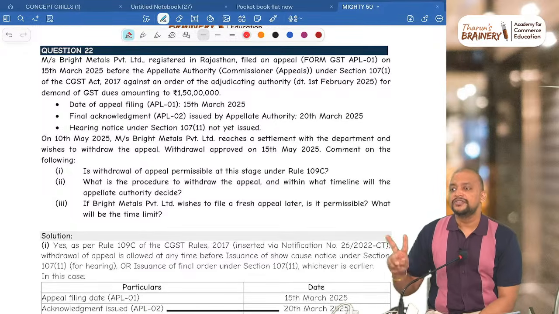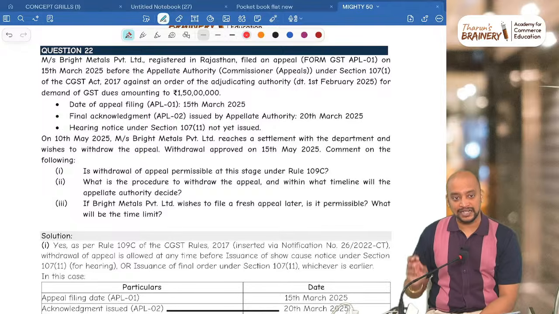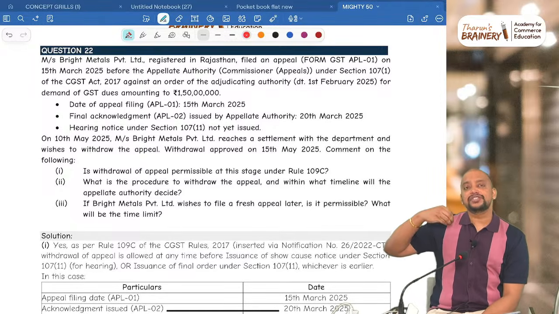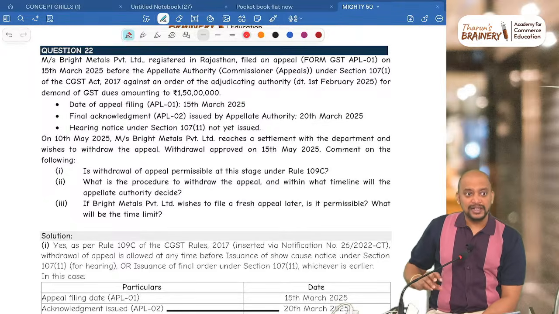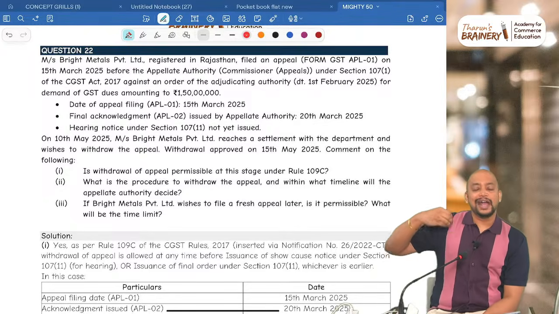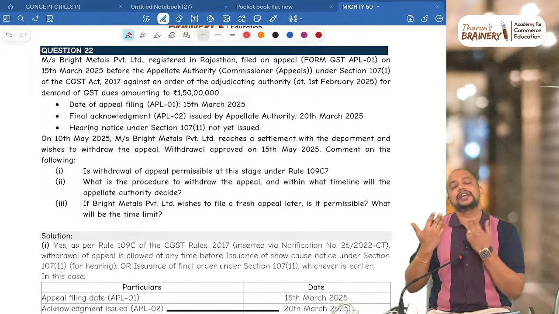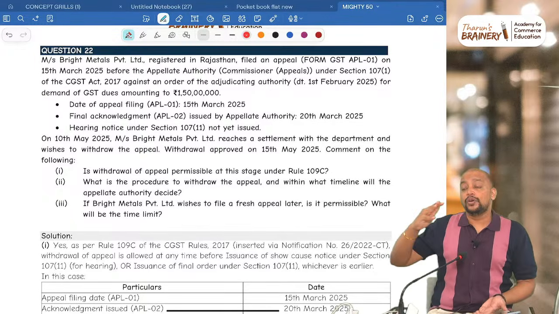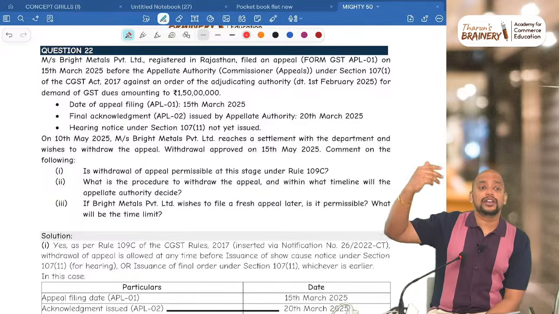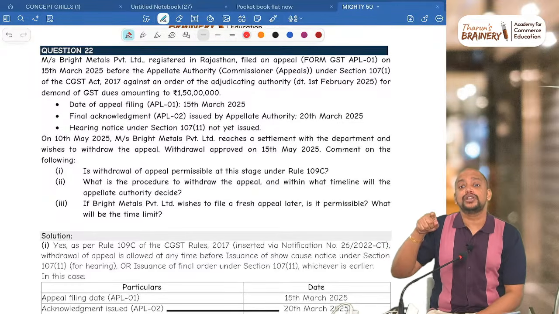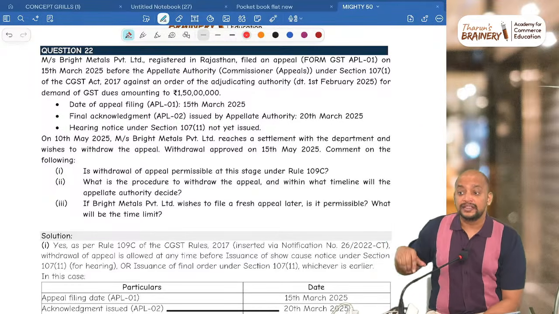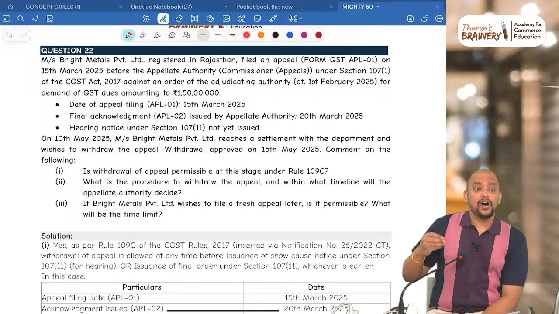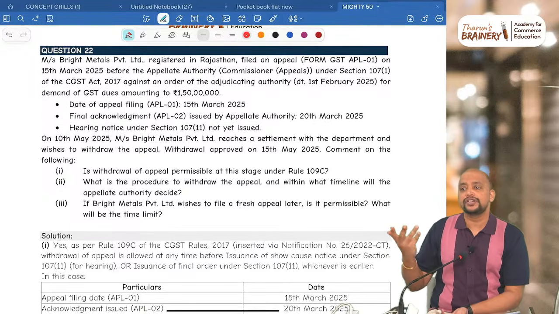So remember, regarding withdrawal of appeal, one concept is there. Suppose you file an appeal and provisional acknowledgement is not generated, notice is also not issued, and order is also not passed; anytime you can withdraw the appeal. If the provisional acknowledgement is given but notice is not given or appeal order not passed, you can withdraw subject to approval of the appellate authority. The moment they give a notice for hearing or pass the appellate order, withdrawal is not possible.